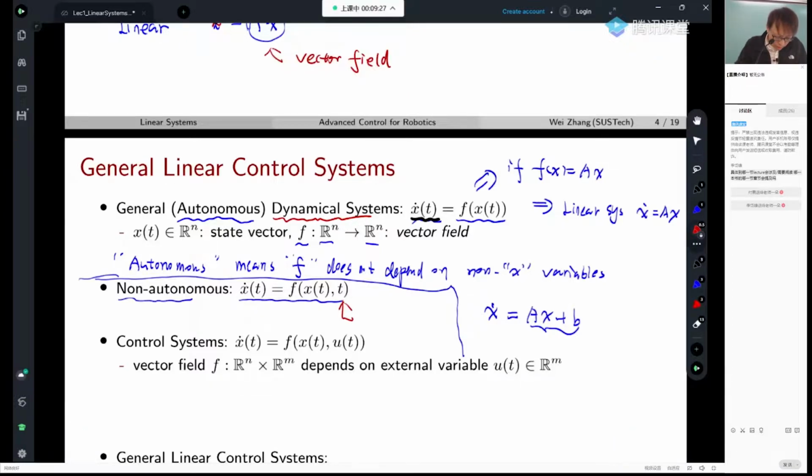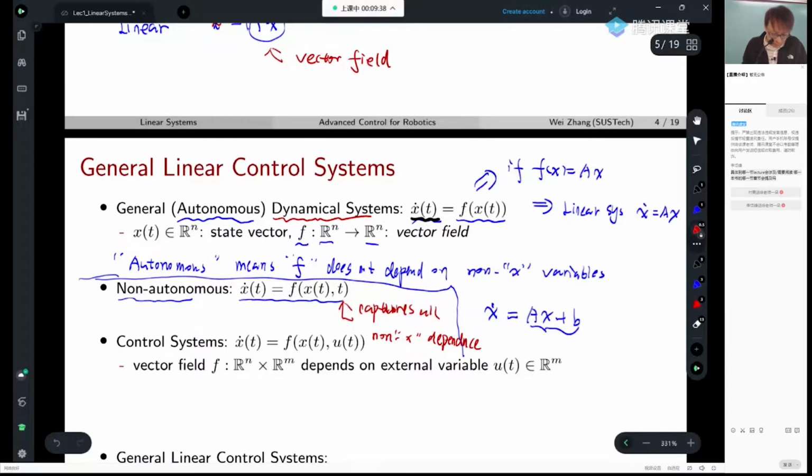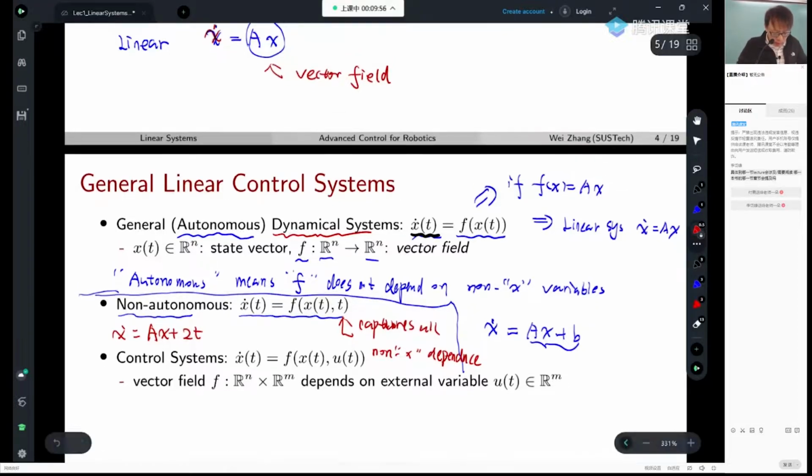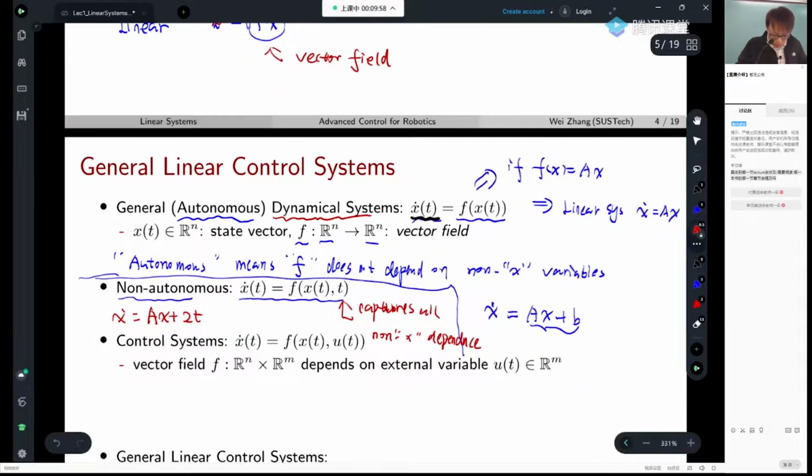So this one captures all, I would say, non-x dependence. For example, x dot equal to ax plus some function of t, time. So if you tell me x, for example, if I draw, let me see, I don't know where I can draw it.